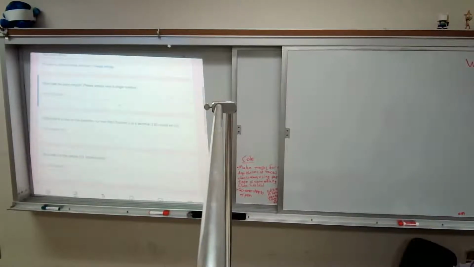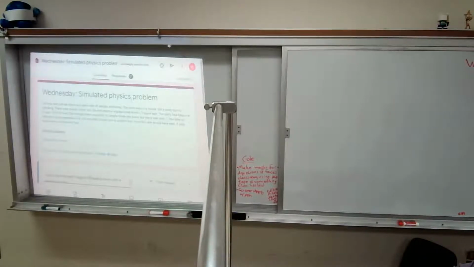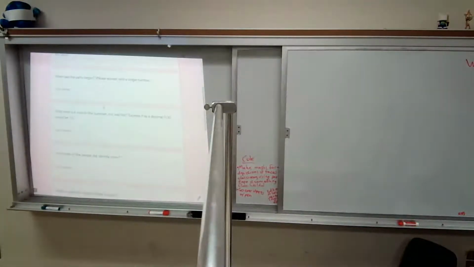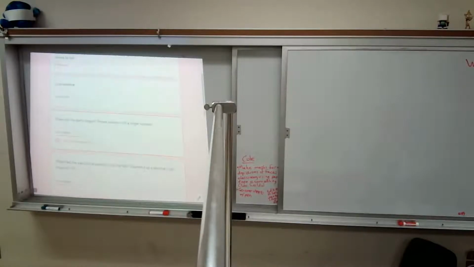So let's see here. When had the party begun? No, I'm editing it. Can I preview it? Yeah. All right. When had the party begun? Please answer with a single number. What did it say? 8? The party had begun at 8. All right. So 8. What if I put 7? Is it going to tell me something weird?